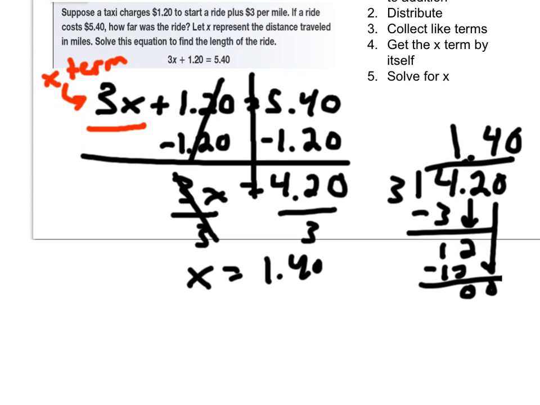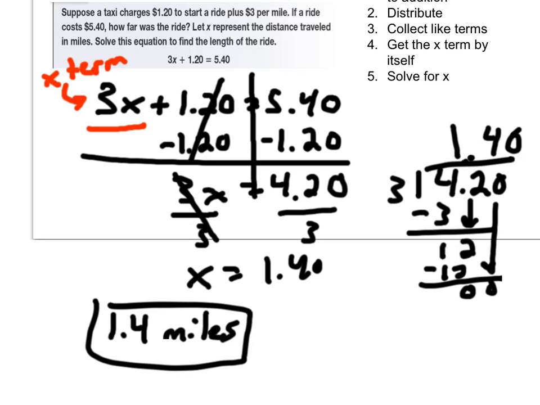Now I'm going to write that to find out how long the ride was. Okay? Well, this means my ride was 1.40 miles. So the ride was 1.4 miles. That's how far we had to drive. Okay? Let's go on to another example.